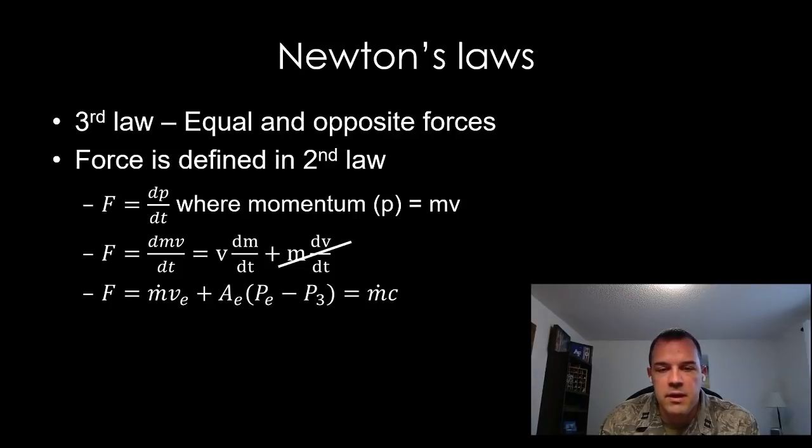Now, you'll see that that's equal to m dot C. M dot, again, is your mass flow rate, the rate at which stuff is coming out the back, and C is your effective exhaust velocity. That accounts for the regular velocity of your exhaust and the difference in pressure out the back.